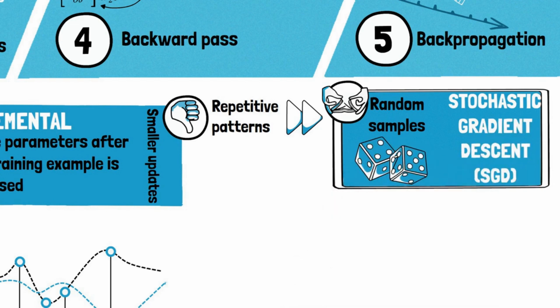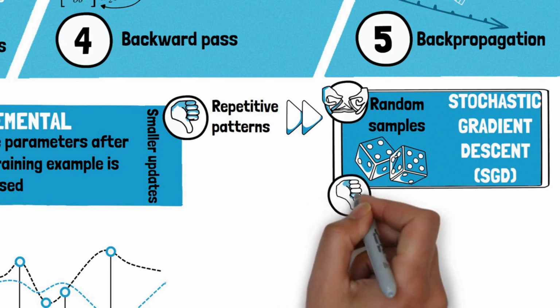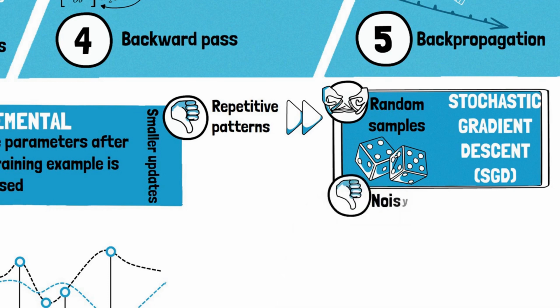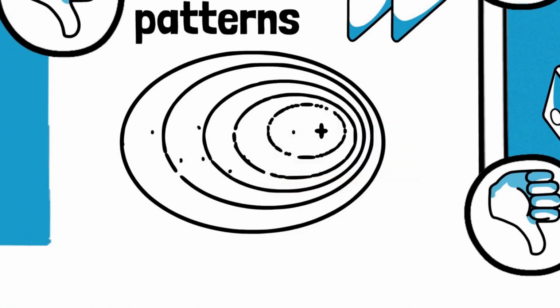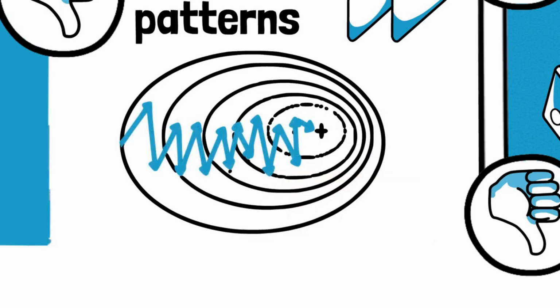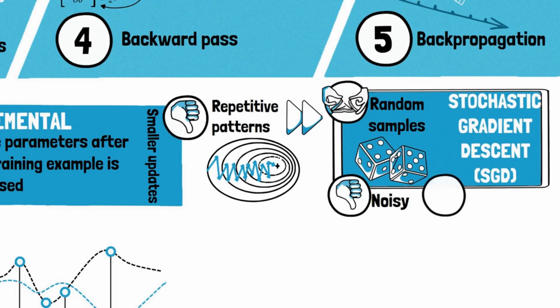The frequent updates of stochastic gradient descent introduce a lot of noise into the learning process, which means it may take longer to converge to a solution and the path to convergence can appear erratic. On the upside, stochastic gradient descent often leads to more robust solutions.